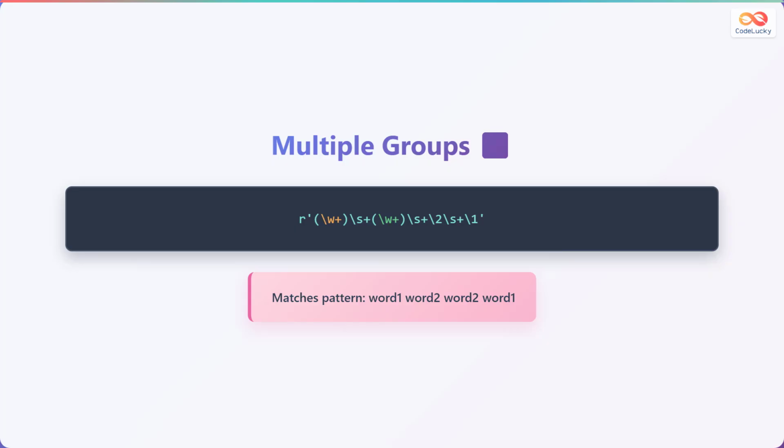You can also use multiple groups and backreferences. Consider the regular expression (\w+)\s+(\w+)\s+\2\s+\1. This matches a pattern where you have word 1 followed by word 2, then word 2 again, and finally word 1. So, it matches word 1, a space, word 2, a space, then the same word 2 again, then a space, and finally the same word 1 again. Group 1 captures the first word, Group 2 captures the second word, and the backreferences \2 and \1 ensure that the pattern is followed. An example of a matching string would be alpha beta beta alpha.